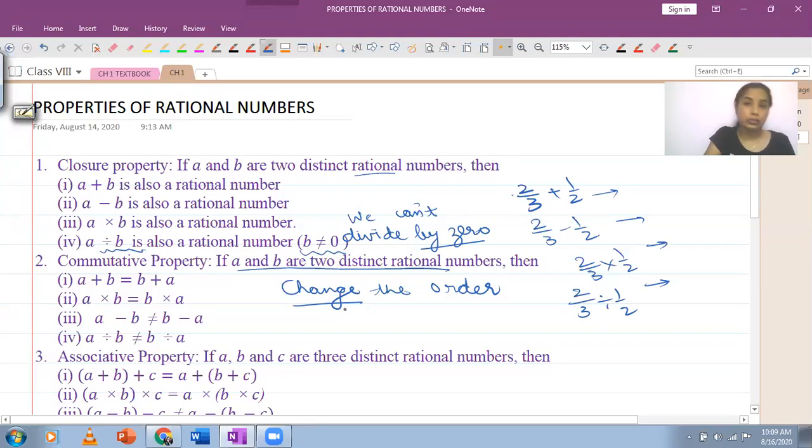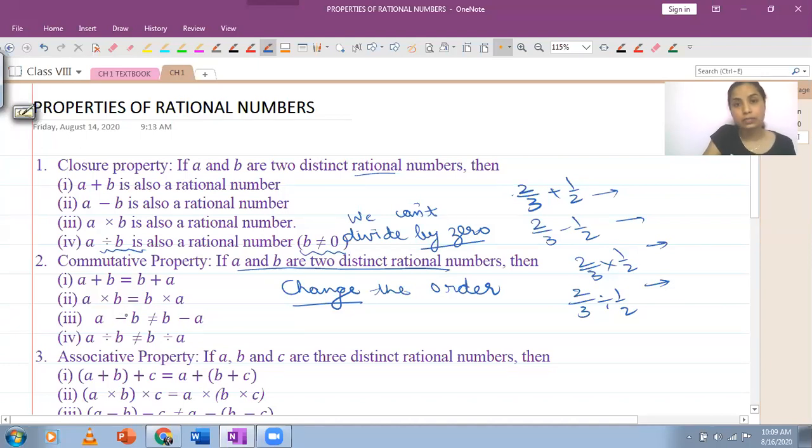अगर order change करने से आपके answer पे कोई effect नहीं पड़ रहा, that means that particular operation is commutative for rational numbers. But if on changing the order your answer changes, in that case you will say that particular operation is not commutative, and you are aware of this.